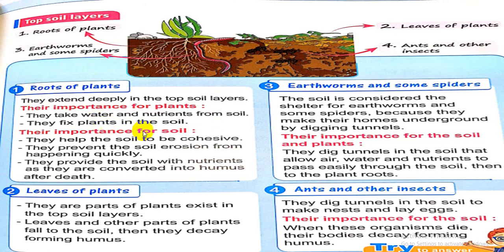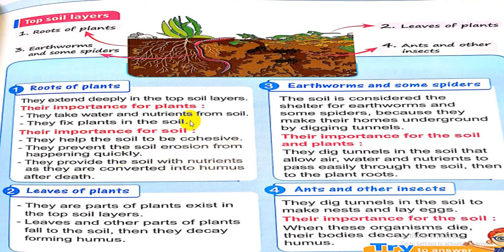Okay, what is the importance of the roots for the soil? They help the soil to be cohesive. What is the meaning of cohesive? Cohesive means connected together in a strong way. Number two, they prevent soil erosion from happening quickly. They provide the soil with nutrients as they are converted into humus after this.